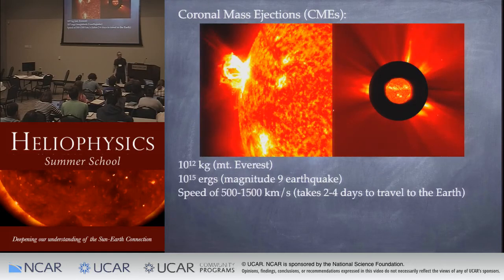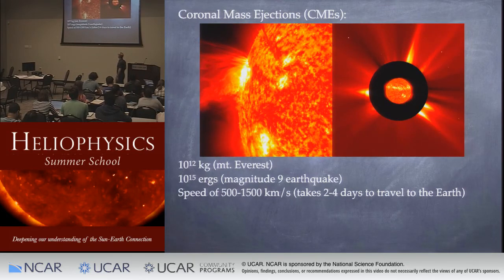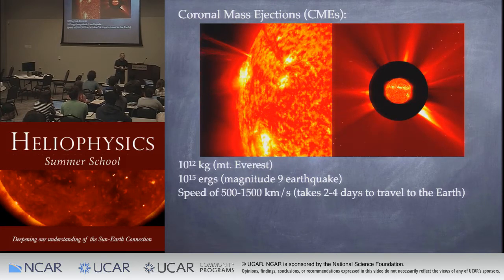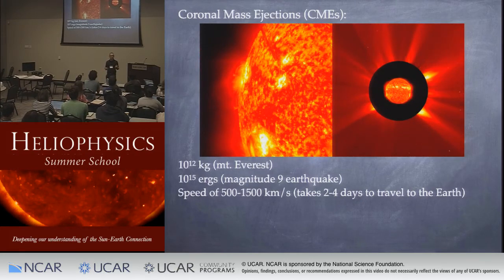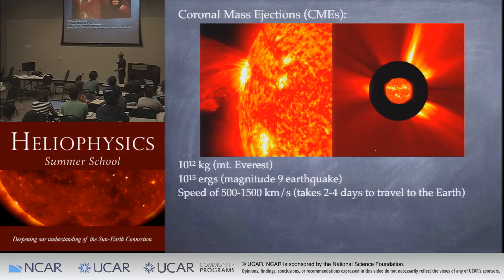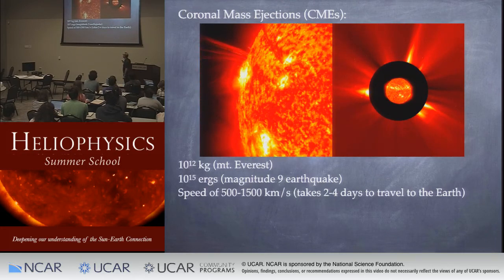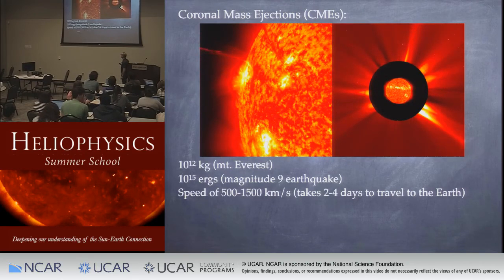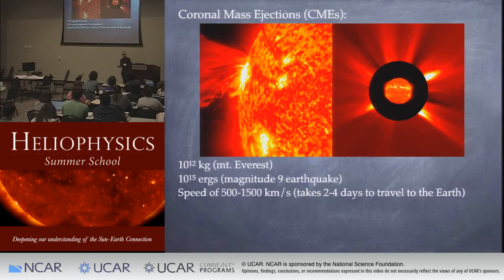Let's talk about CMEs. I know you've probably heard about them. These are giant explosions from the sun. We know that other stars have CMEs also, or we actually don't. We observe some artifacts of CMEs, and we're going to talk about this relation later. A typical CME on the sun throws about a Mount Everest of material into space. In terms of energy, it's a very strong earthquake. Typical speeds are within the range of 500 to 1,500 kilometers per second. It takes a typical CME about 2 to 4 days to reach the Earth.